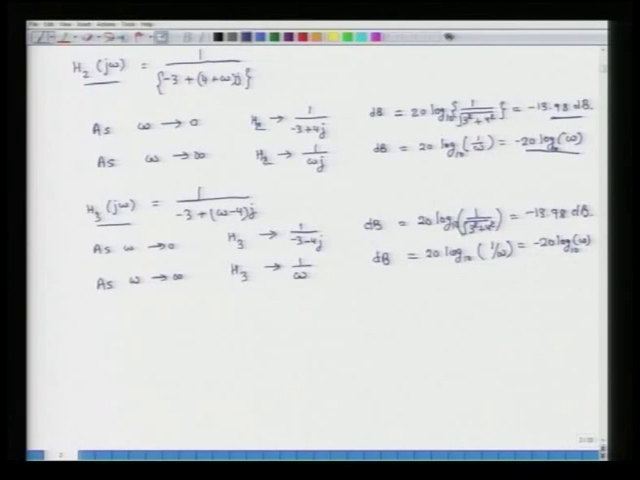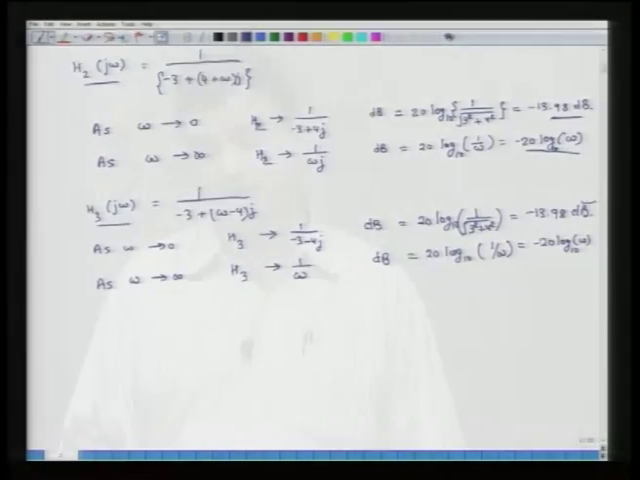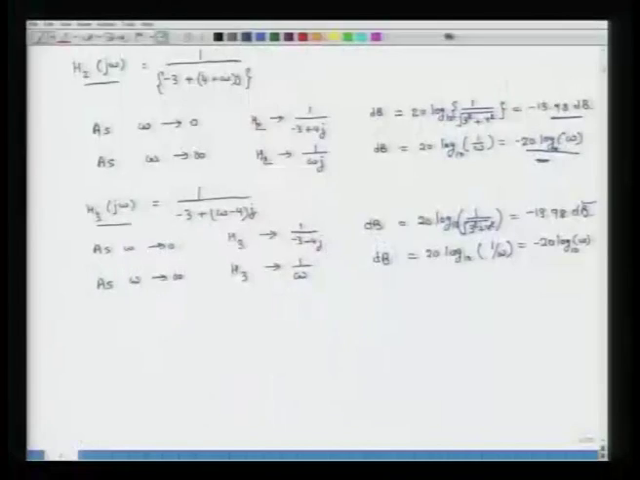So, essentially what we are seeing here is that the magnitude part for H2 and H3 is the same. The low frequency asymptote for the magnitude of H2 is a minus 13.98 decibels constant line, and the same thing for H3. And the high frequency asymptote for H2 is a negative sloped line with a slope of minus 20 decibels per decade, and it is the same thing for H3.